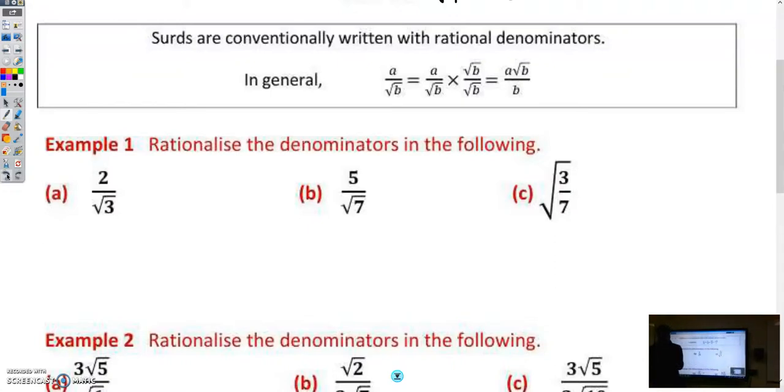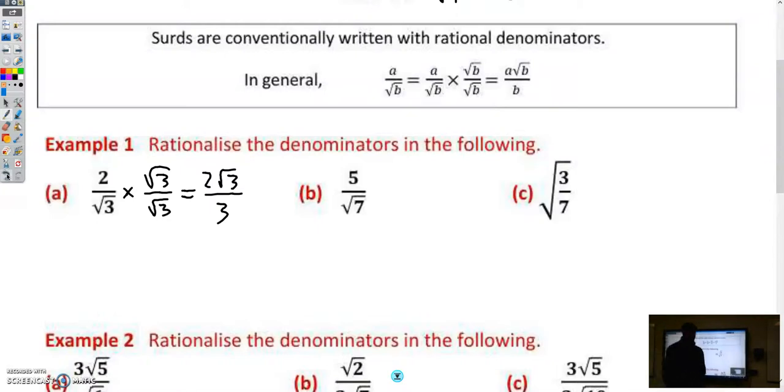You have 2 divided by the square root of 3. If you multiply both top and bottom by the square root of 3, root 3 over root 3, the top will become 2 times root 3, or 2 root 3, and the bottom will become root 3 times root 3, which we now know is just 3.